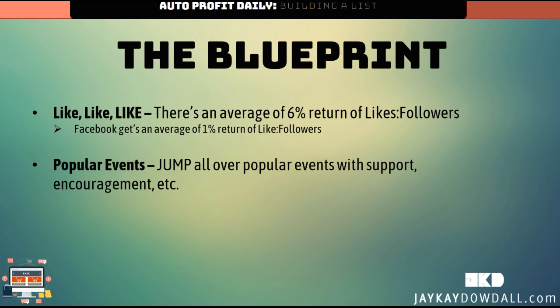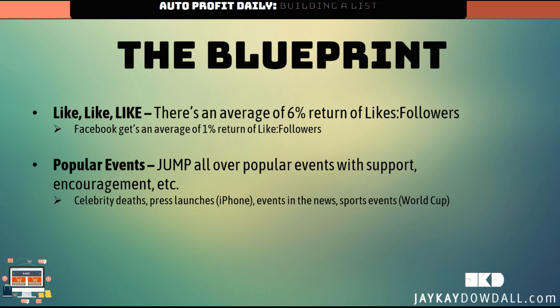The other thing, like I mentioned when I was demoing the Empire Growth case study, you've got to jump on popular events, okay? Things that are going to get support, things that are going to get encouragement, talking about things in the news, celebrity deaths, press launches for the new iPhone, jumping on things like that, sports events. The World Cup is coming up in the summer in 2018. Having content related to that, using imagery related to that, is just going to drive up your likes all the time. So there's always celebrities who are dying.